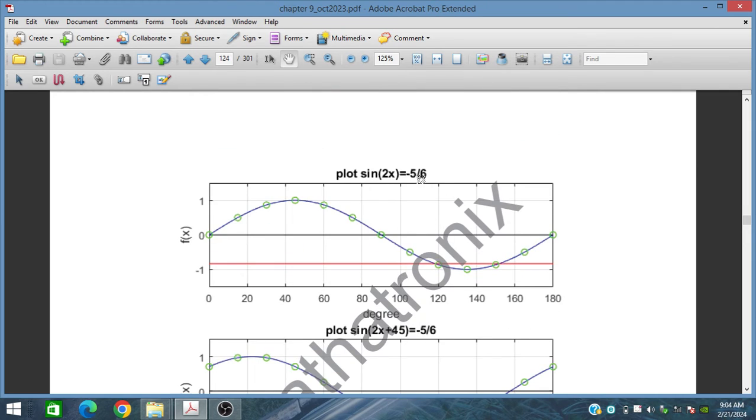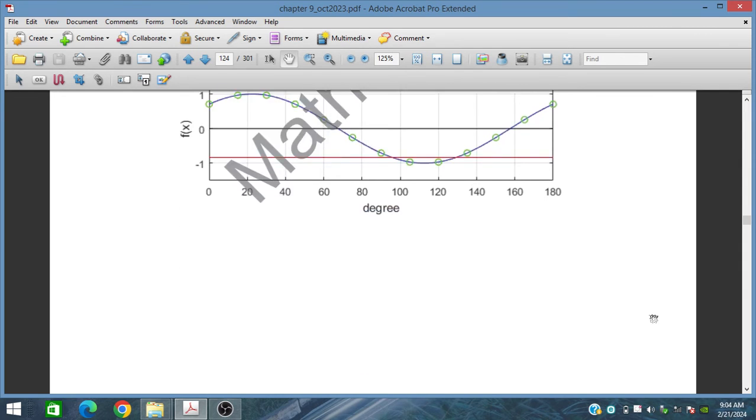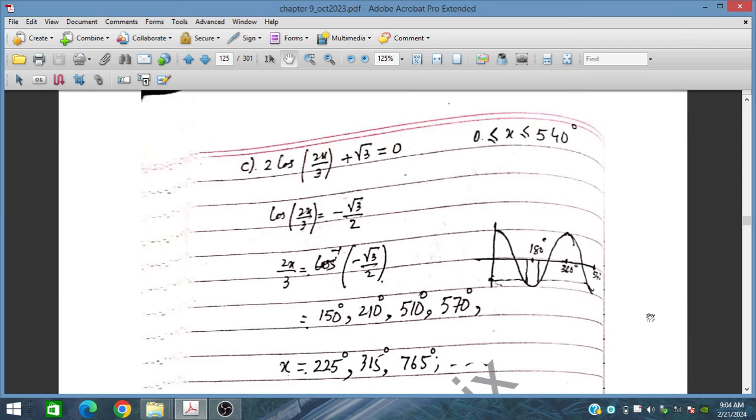Similarly, sin 2x is this value and sin(2x plus 45 degrees) is this. So just a difference, we can see that it shifts. So here we can see this value is here and here. We have already solved it, we just draw it to have a better understanding. In the C part, from 0 to 540 degrees, we have solved it.